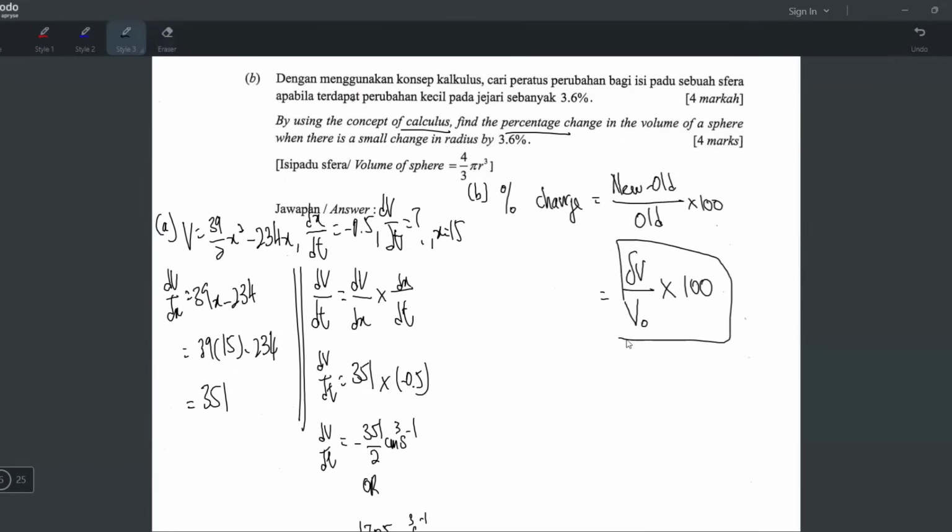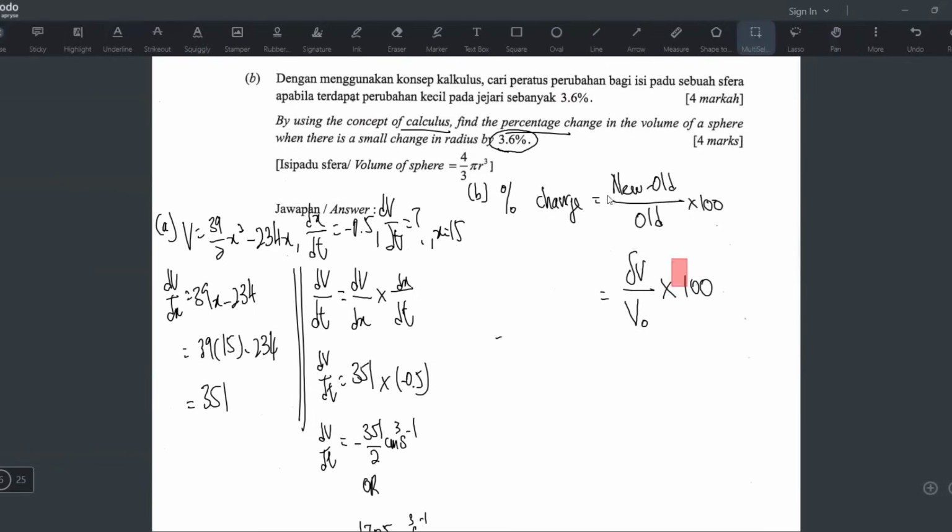So later we will have to use this formula. But before we use this formula, you have to do something first, because they said there is a small change in radius by 3.6%. Okay, I understand. So let's write down this information. I need space again.